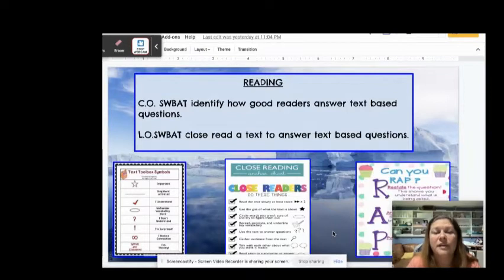Gather evidence from the text. Well, if you are writing about a topic and you need to have evidence, go back to the text. You're going to find it in there. There's always information in there.